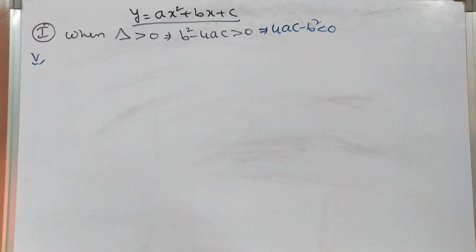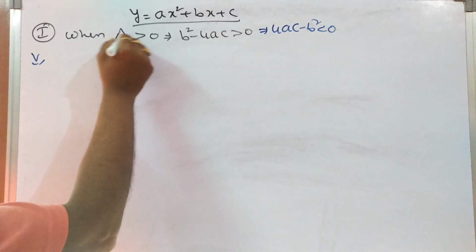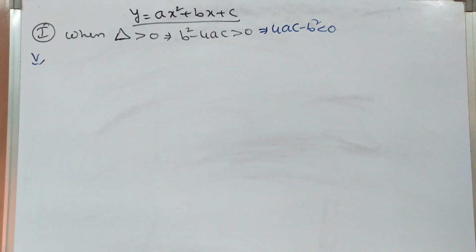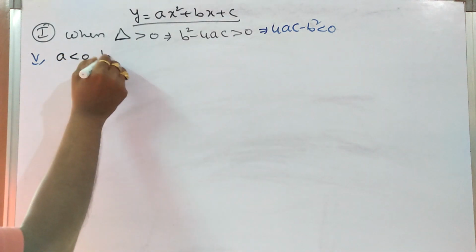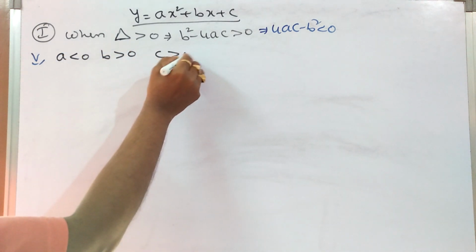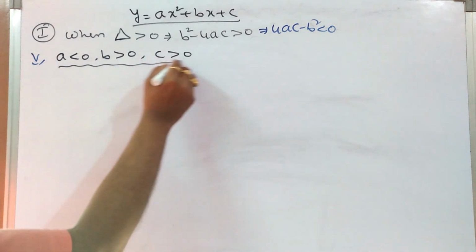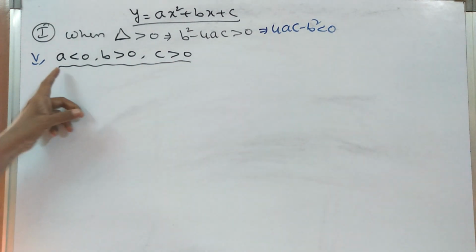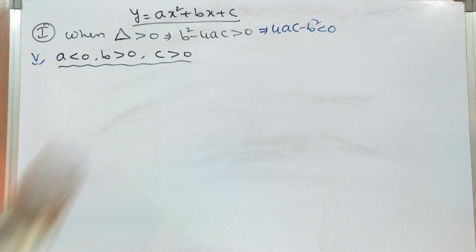Let us see the fifth case under main case, first case. This is main case, first case. And in fifth case, what I am taking is a less than 0, b greater than 0, c greater than 0. In this case, how the graph will be, let us see. A less than 0, b greater than 0, c greater than 0.